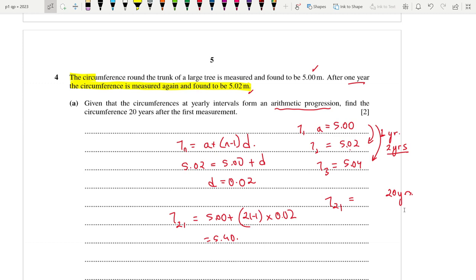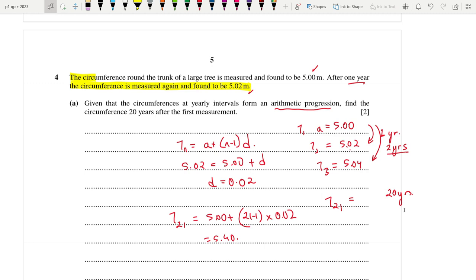So we know that the formula for an arithmetic sequence is Tn is equal to a plus n minus 1 d. So the common difference is actually 5.02 is equal to 5.00 plus d, because the second term, 2 minus 1, which is 1d, gives you the answer 0.02. That's the common difference. You could also do it mentally.